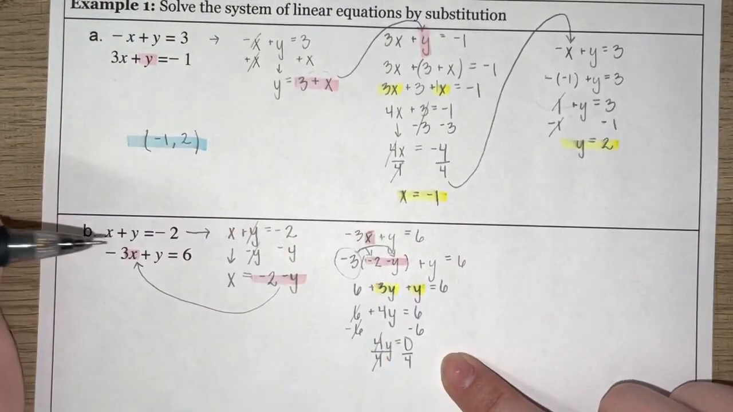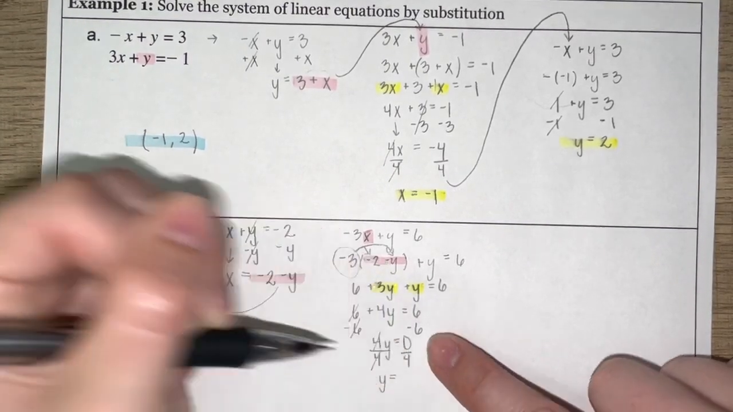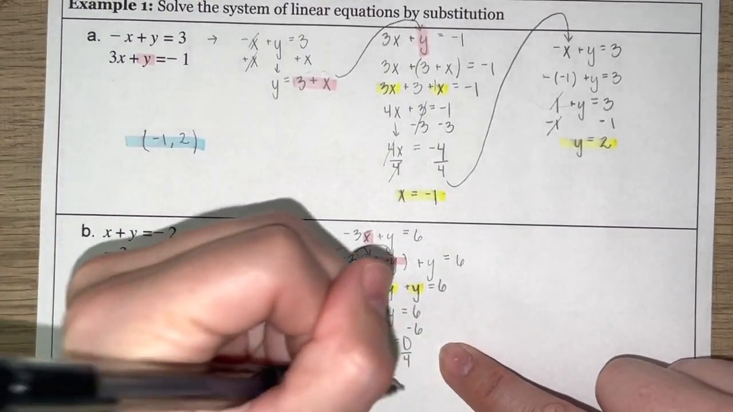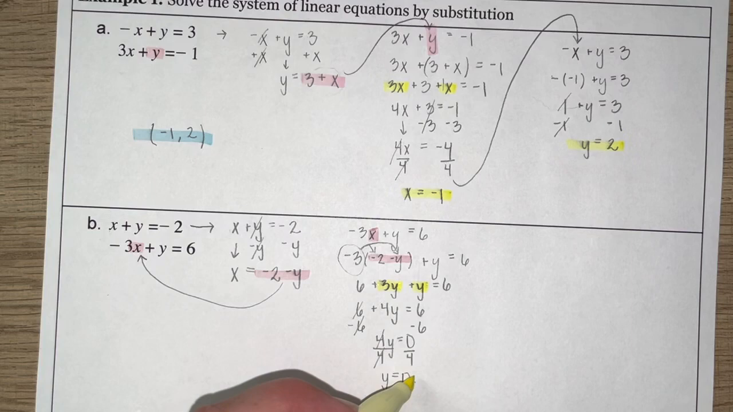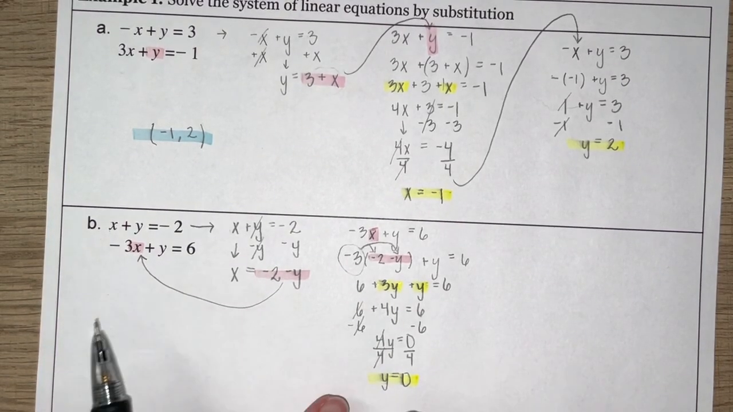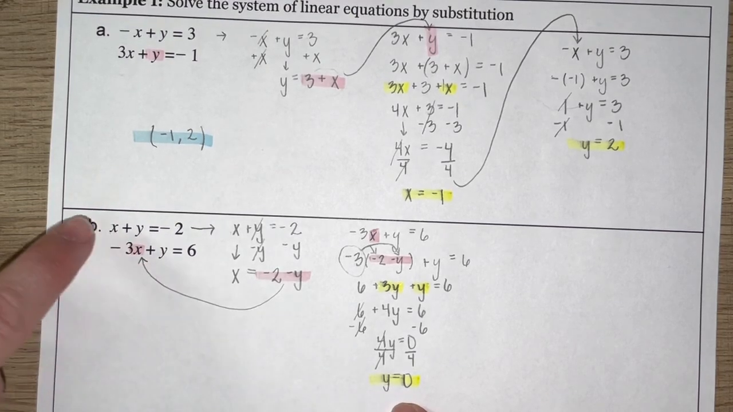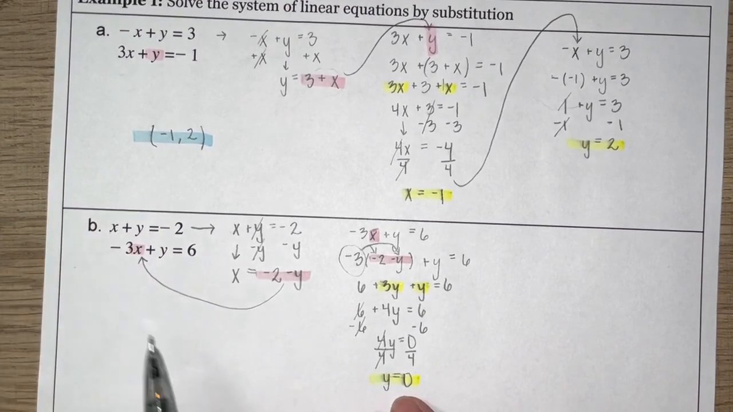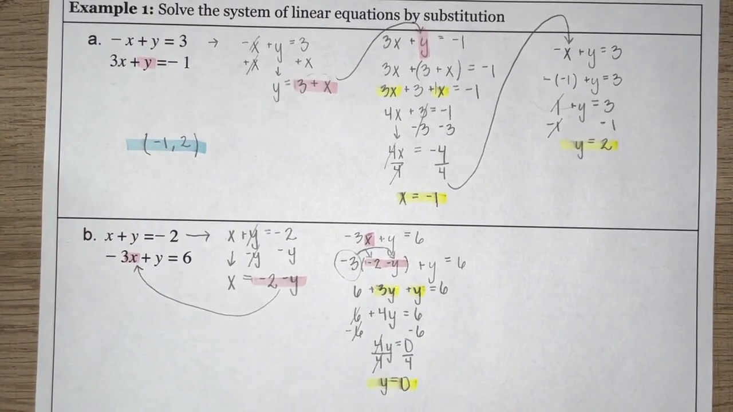So 4 divided by 4 cancels out. I'm left with y equals 0 divided by 4 is 0. 0 divided by anything is still 0. So we figured out that y equals 0. I now need to figure out what x is. So to figure out what x is, I can take that y equals 0 and substitute it into one of the original equations where y was.